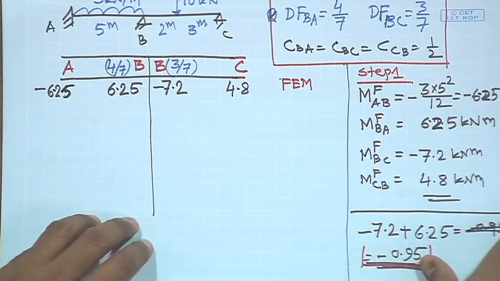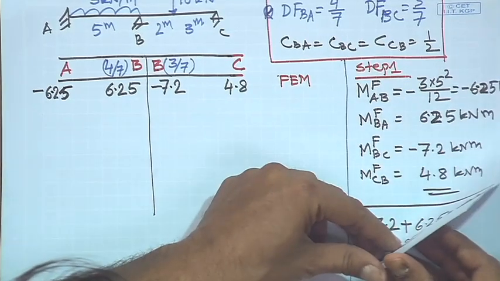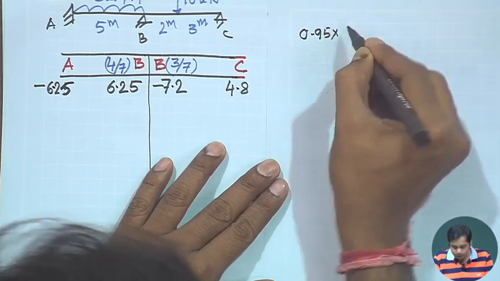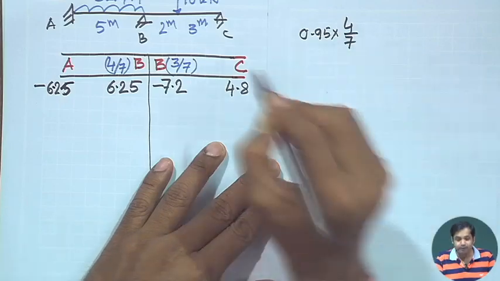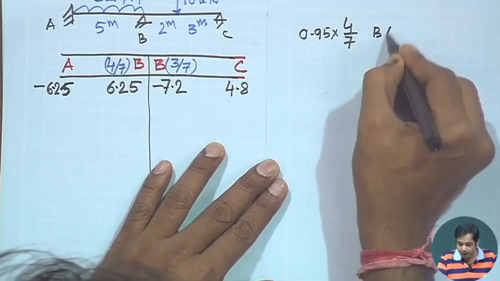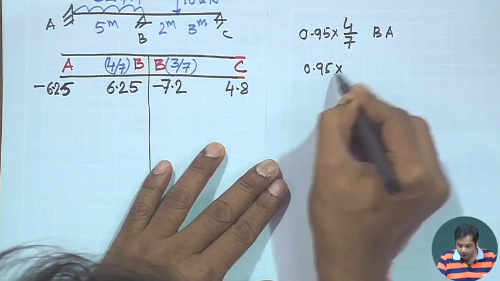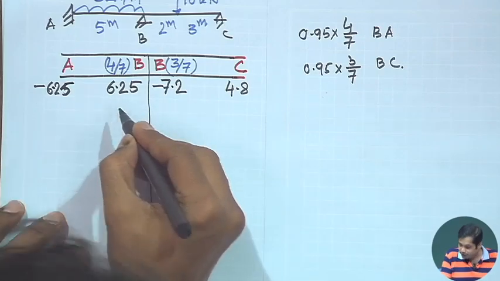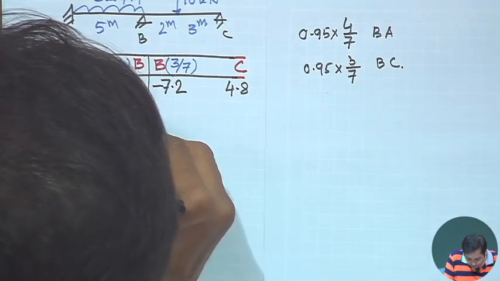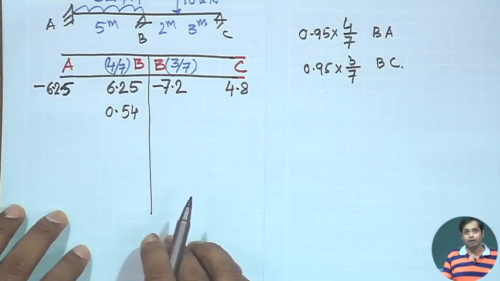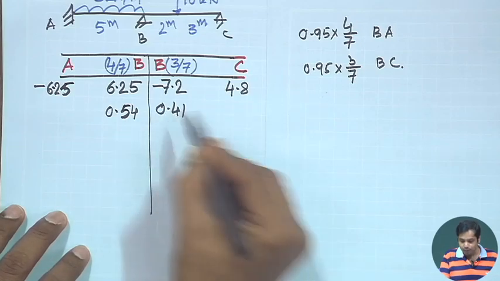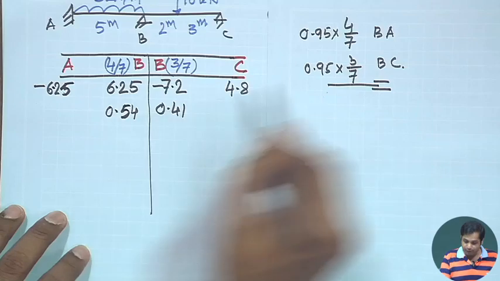Distribution at B will be 0.95 into 4 by 7. It is in BA. Similarly, 0.95 into 3 by 7. That is in BC. And if we do that, then the distributed value will be 0.54, and then this value is 0.41. So, 0.41 is essentially this value and 0.54 is essentially this value.